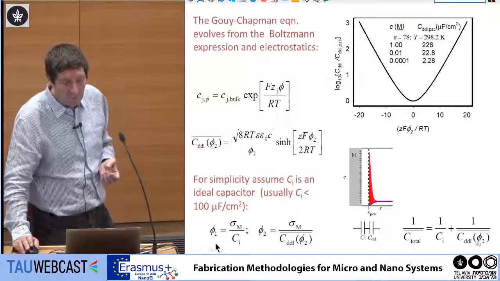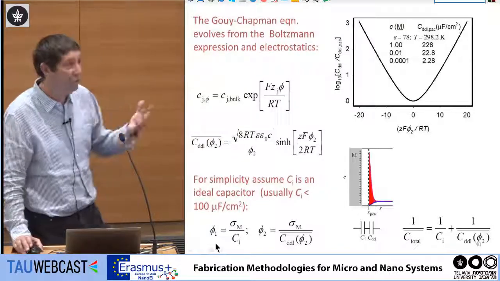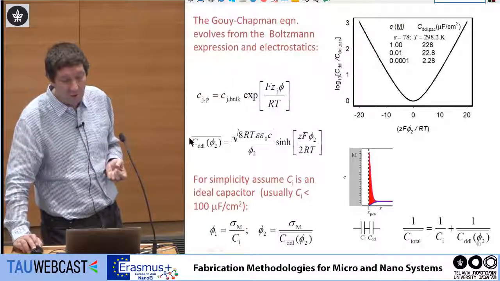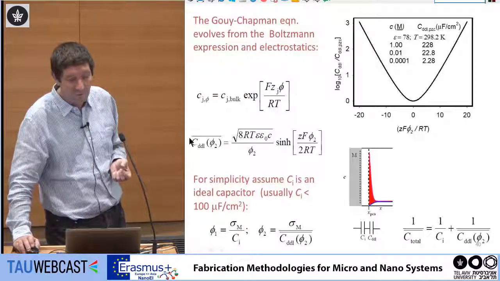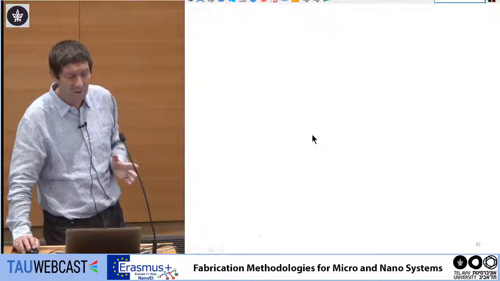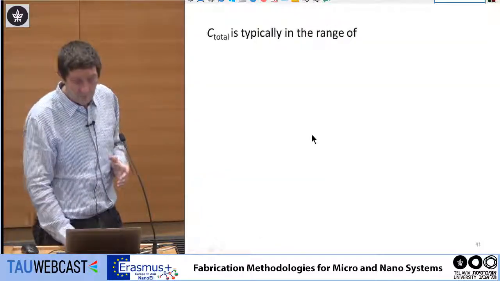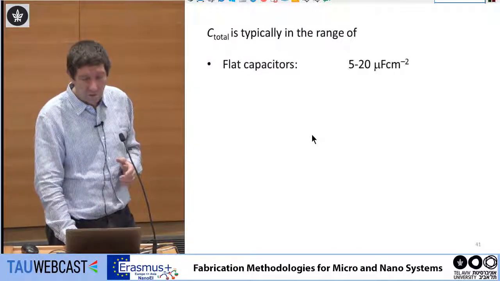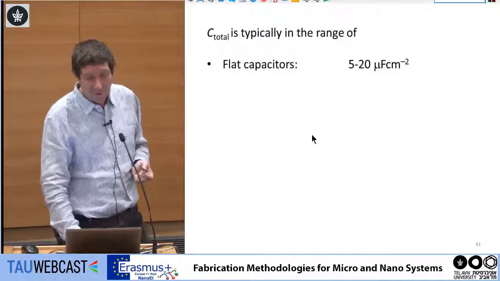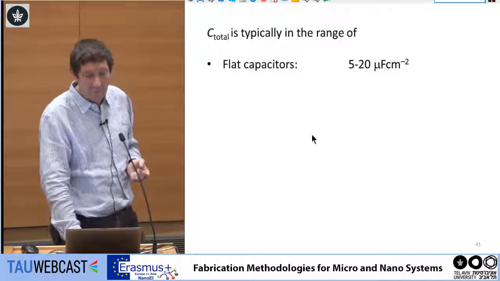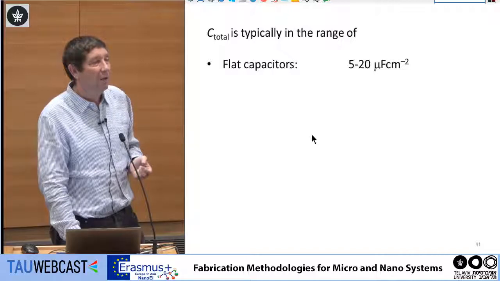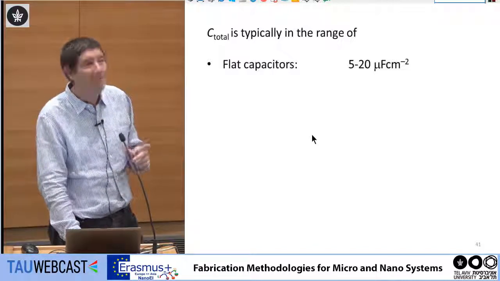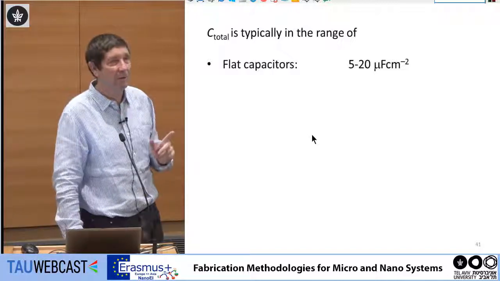But you can calculate from basic principles, you should solve the Poisson equation, and here's an expression calculating the double layer capacitance versus the potential, but this is not the main importance of this class. So C total is typically in the range of 5 to 20 microfarad per centimeter square. This double layer capacitance is typically 5 to 20 microfarad per centimeter square.